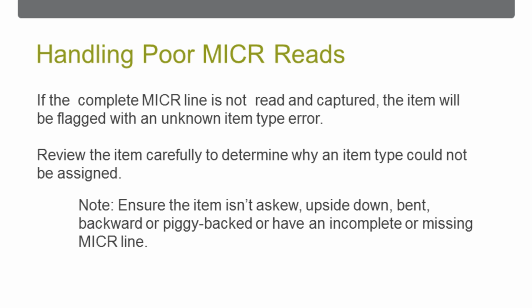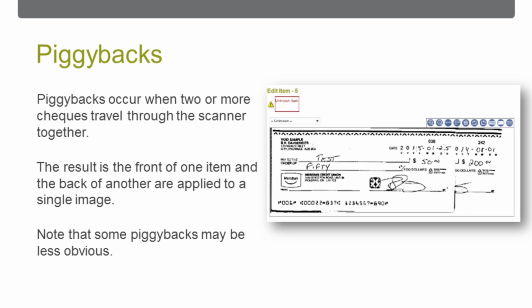If the application is unable to read the MICR line and assign an item type, the item will be flagged with an unknown item type error. It is very important to review the item carefully to determine why an item type could not be automatically assigned. Poor MICR reads can result from items that are scanned askew, upside down, bent, backward, piggyback, or have a damaged MICR line. Piggyback items are the result of two or more checks that travel through the scanner together and are captured together in a single image. Piggyback items are not permitted in a deposit, and the image must be deleted and the items involved rescanned.